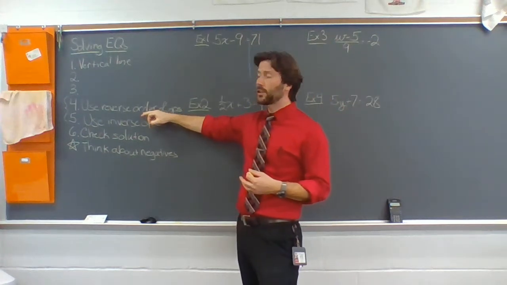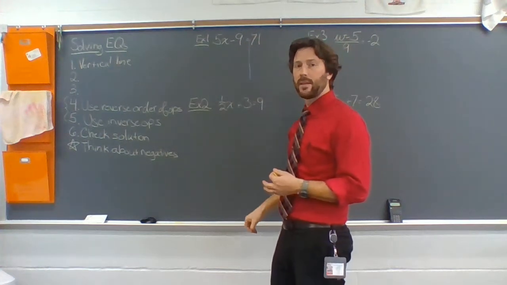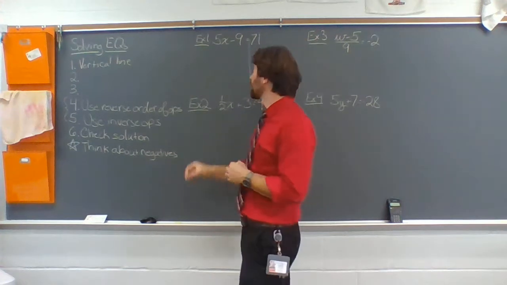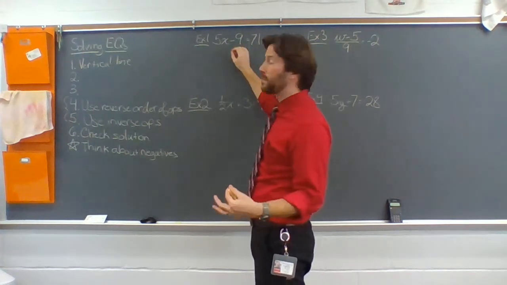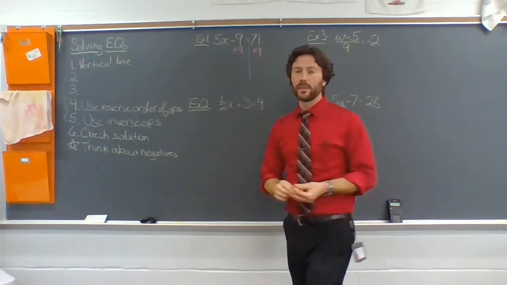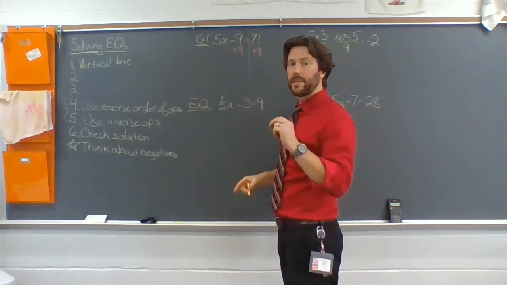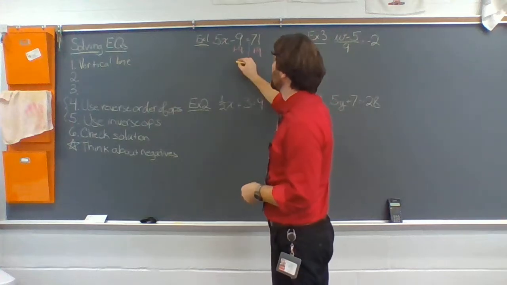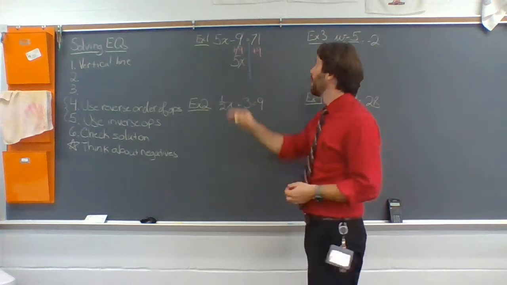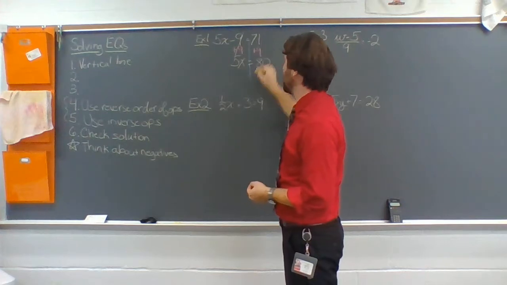If I go in reverse order of operations, the last thing that happened was that minus 9. So that's the first thing that I have to undo using the inverse operations. So the opposite, the inverse of subtracting, is adding. So I'm going to add 9 to both sides of this equation. Minus 9 and plus 9 gives me 0. It totally cancels out. So all I have left now is 5x. Okay, those two are going to cancel. On the right side, 71 plus 9 is 80.